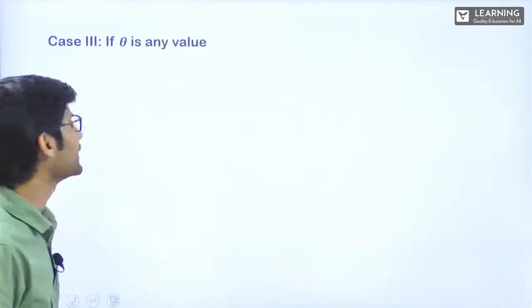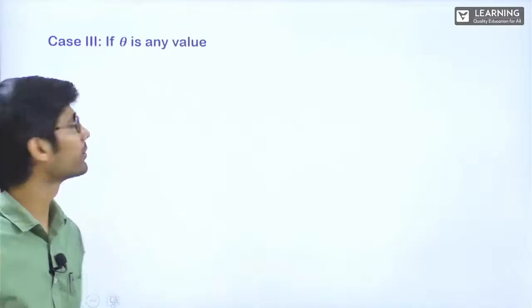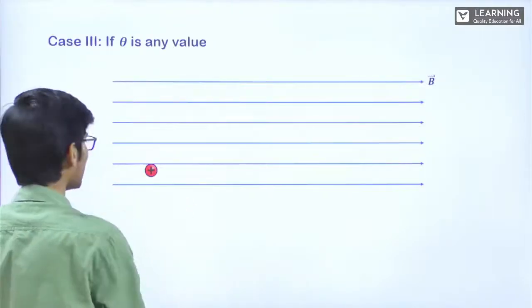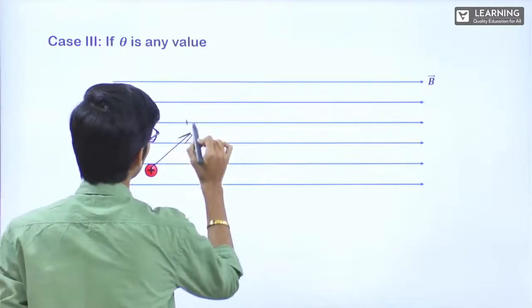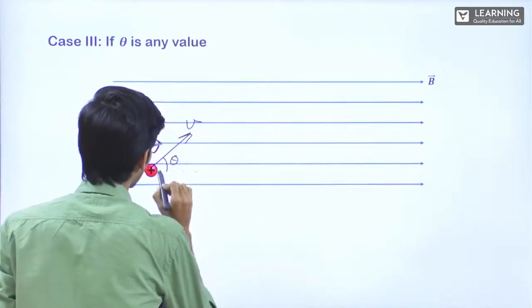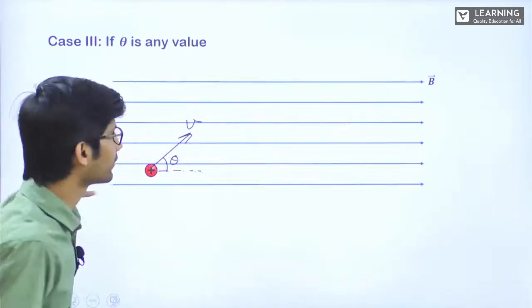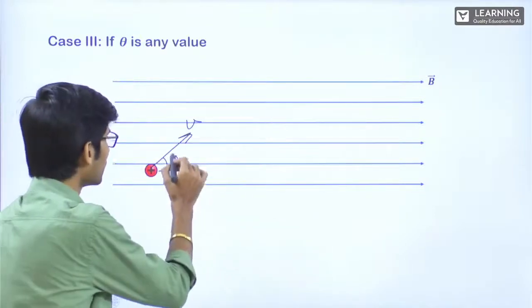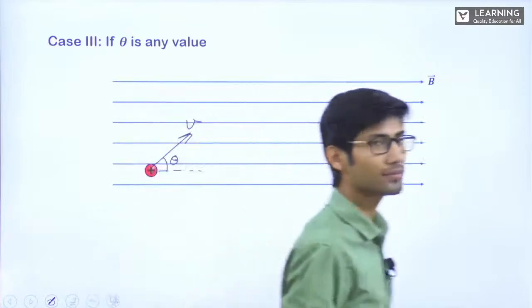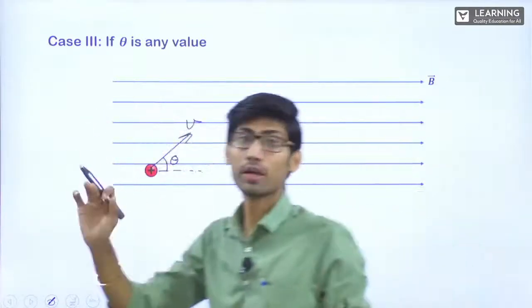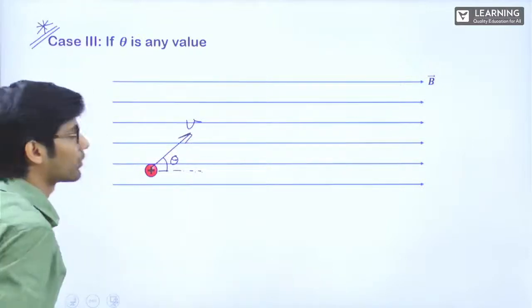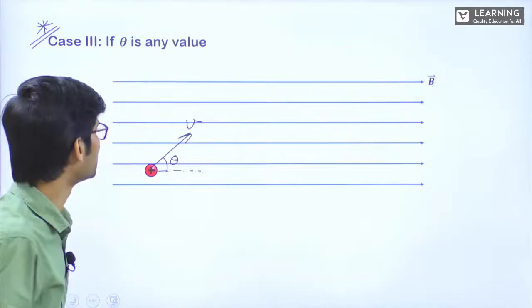Case 3. If theta is any value, theta is angle between V and B, and we are telling that theta is any value. Okay. Let's say this is velocity V. This is at an angle theta from magnetic field. Magnetic field is horizontally. So from horizontal, this is angle theta. So now what kind of motion will happen? Very important case this is. Make a star here. Very, very important case this is. Alright. What will happen? Understand.